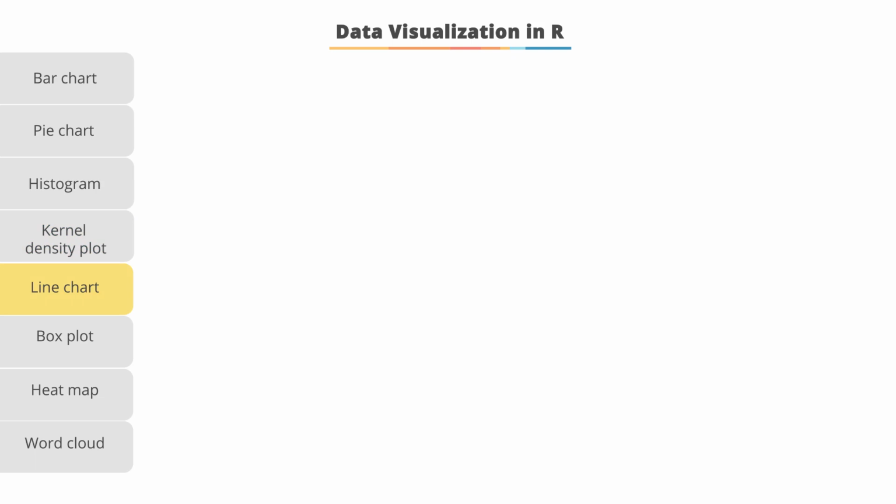Now a line chart is very extremely frequently used, often with forecasting type data or longitudinal type data.